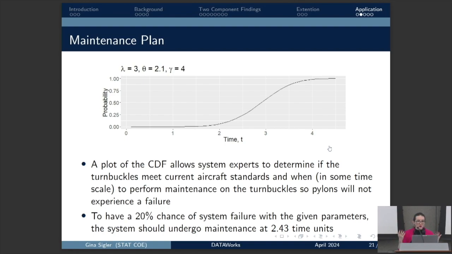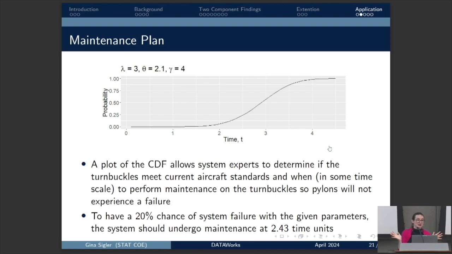For example, at time 1, no probability of failure. Everything is great. You don't really need to worry about your system. However, if you're up there and you're at time 4, your system has probably failed and your cargo is laying on the ground somewhere, because both of your components have probably failed.